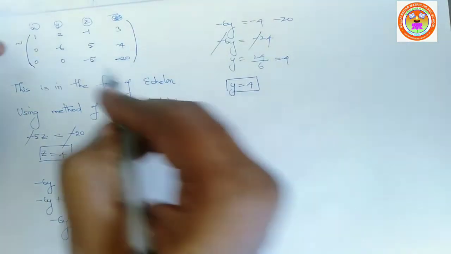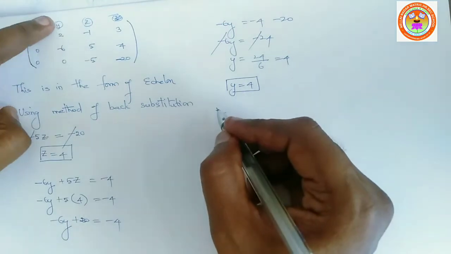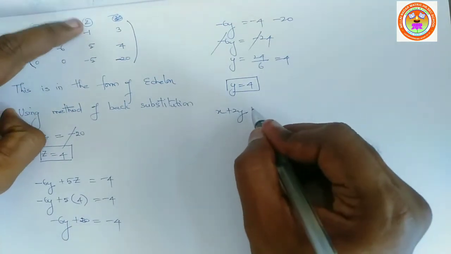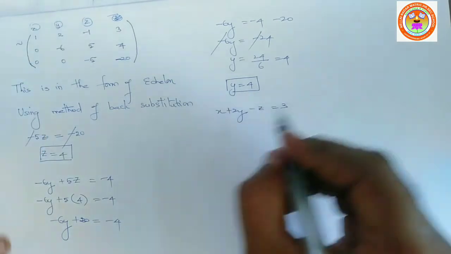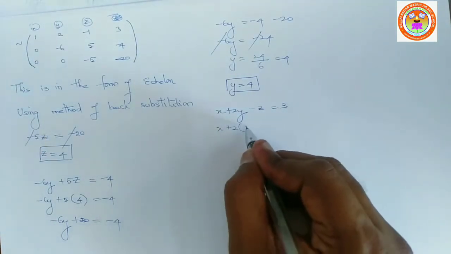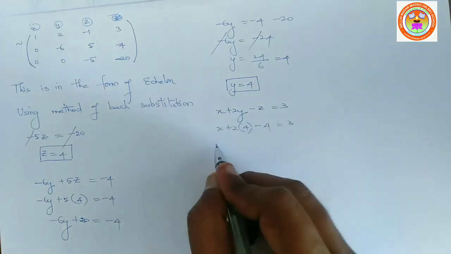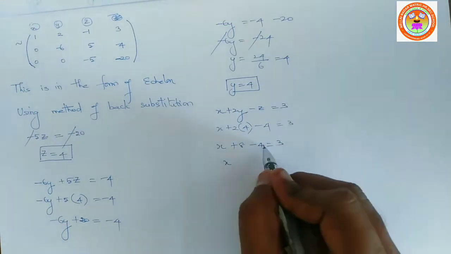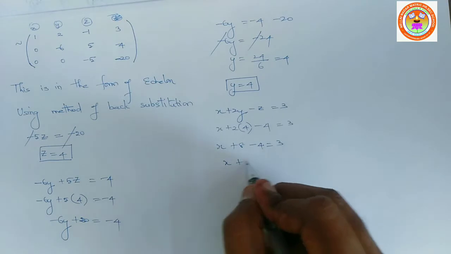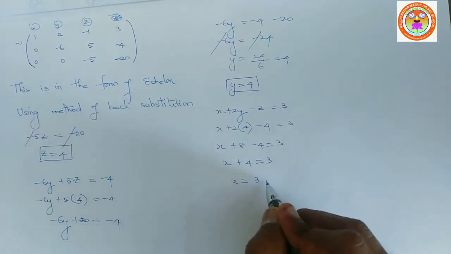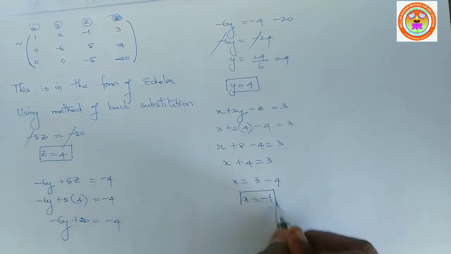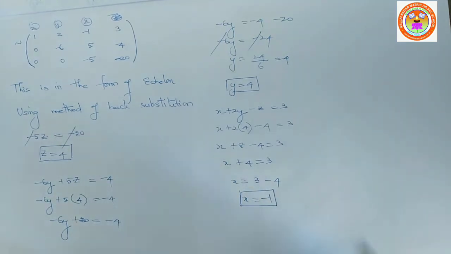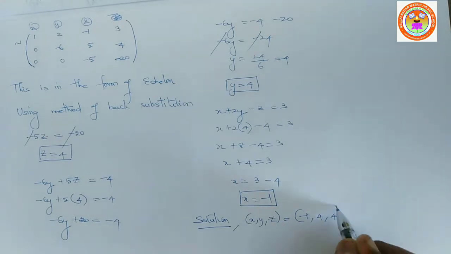Use the second method of back substitution. This is 1 into x is x, 2 into y is 2y, z into minus 1 is minus z is equal to 3. So we need to find x. x plus 2, y is 4, z is also 4, is equal to 3. 2 fours are 8, minus 4 is equal to 3. x plus 8 minus 4, 8 minus 4 is nothing but 4, is equal to 3. x is equal to 3 minus 4. x is equal to minus 1. We have got x is equal to minus 1. Therefore, the solution x, y, z is equal to minus 1, 4, 4.